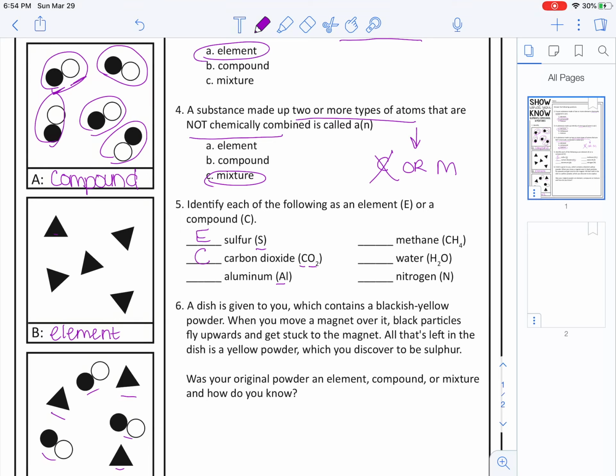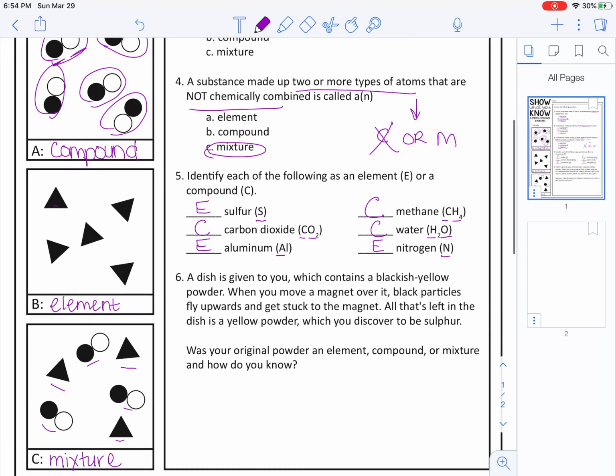Aluminum, Al, is just one capital letter, so it's an element. Methane, CH4, I have two capital letters, that makes it a compound. Water, H2O, two capital letters makes this a compound. And nitrogen, just capital N, one capital letter, means it's an element.